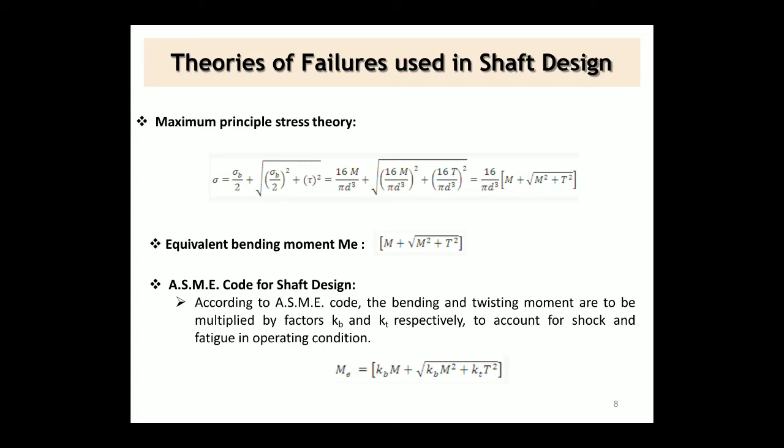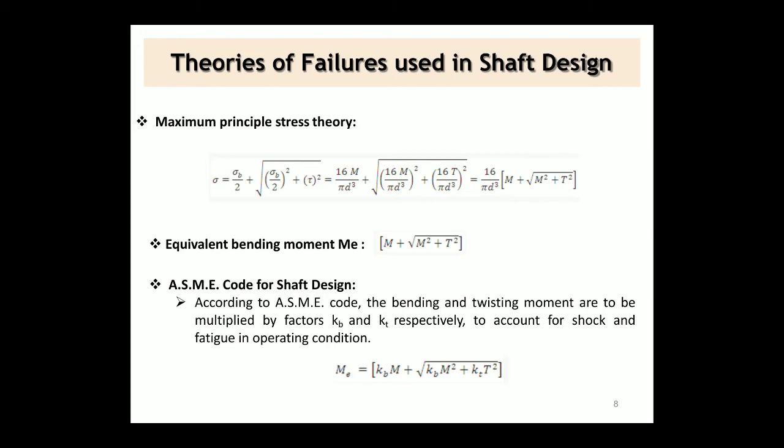The equivalent bending moment me is given as m plus root of m square plus t square. The ASME code states the bending and twisting moment are to be multiplied by factors kb and kt to account for shock and fatigue in operating conditions. So the final equation for equivalent bending moment is me equal to kb m plus root of kb m square plus kt t square. So this is the final equation for equivalent bending moment.